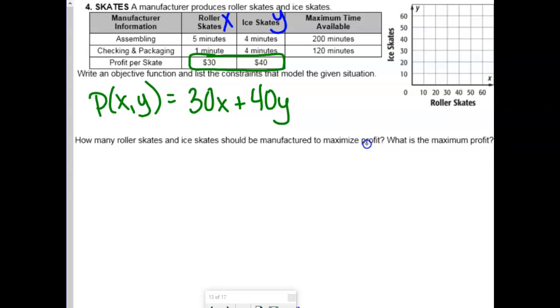Is it pairs or is it just one skate? Oh, I don't know. They're not real specific about that. Let's assume they mean pairs. Otherwise, that's kind of weird. I don't know if they'd make skates singularly. Maybe they do. I have no idea.